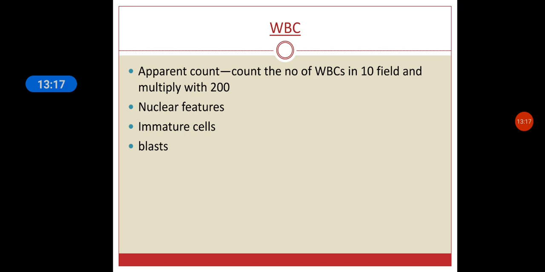Okay, sometimes you will find even different maturation series. If you remember the maturation series, you will find immature cells somewhere. Okay, so if you're finding immature cells, you have to write immature cells. If there are no immature cells also, just write no immature cells found, no blast seen. So these things you should write in your reporting.